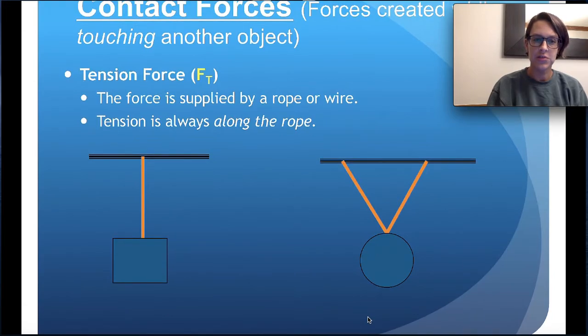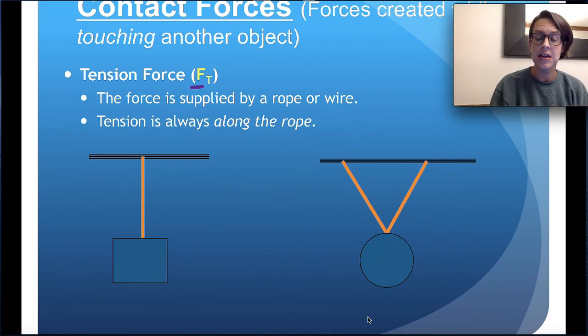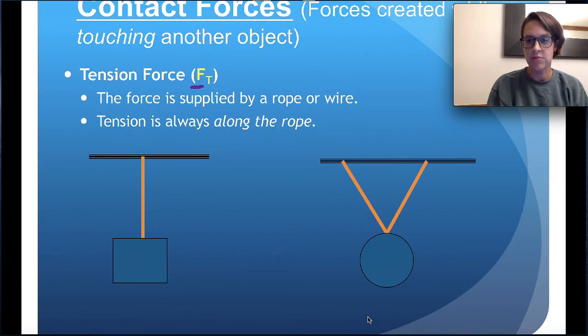Okay, so this first one is called a tension force. We're going to symbolize it with this little capital F and subscript T. And this just has to be applied by something attached to the object that can provide tension. So, for example, if you like to take your dog on a walk, or maybe your dog likes to take you on a walk, whoever's pulling on that leash is experiencing tension, right? The tension is along the leash in the direction of the pull.